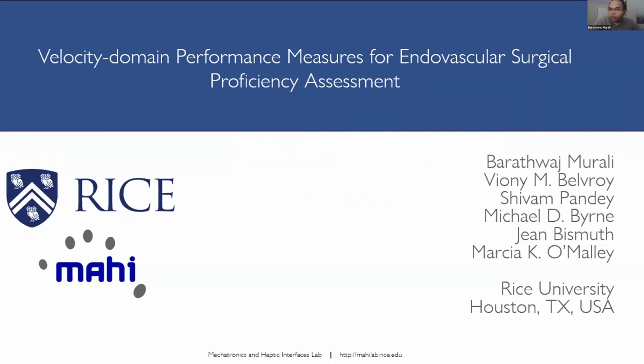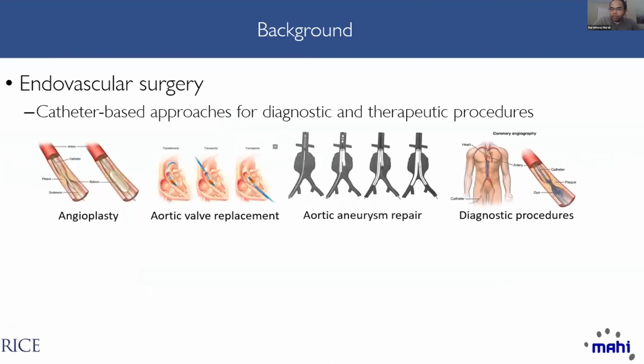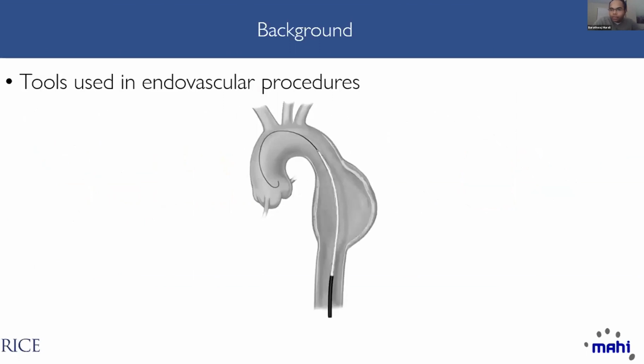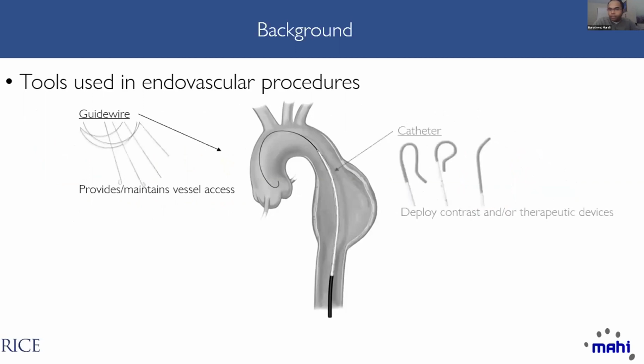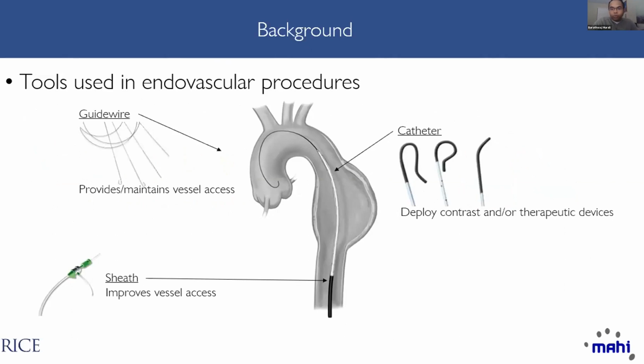Today, I'll be presenting the work on using performance measures from the velocity domain for assessing endovascular surgical proficiency. Surgeons are increasingly using an endovascular approach for a variety of diagnostic and therapeutic cardiovascular procedures. You can see a few examples here for angioplasties and valve replacements and that sort of thing. These are catheter-based, minimally invasive approaches that require surgeons to navigate flexible guide wires, catheters, and sheaths to access target structures within the vascular system and perform these interventions.